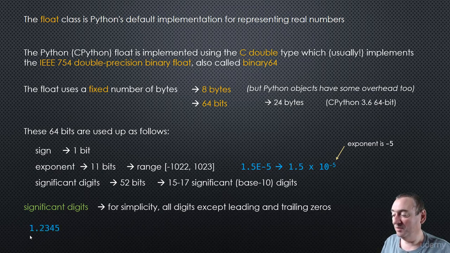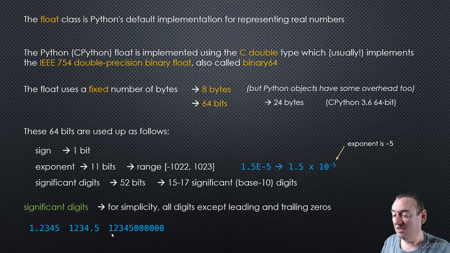So for example, 1.2345 has 5 significant digits, right? Because you need all of these digits to represent the number. Same thing, 1234.5 also has 5 significant digits. Now it's not the same number, right? Even though it has the same digits, it's not the same number, but it has the same number of significant digits.